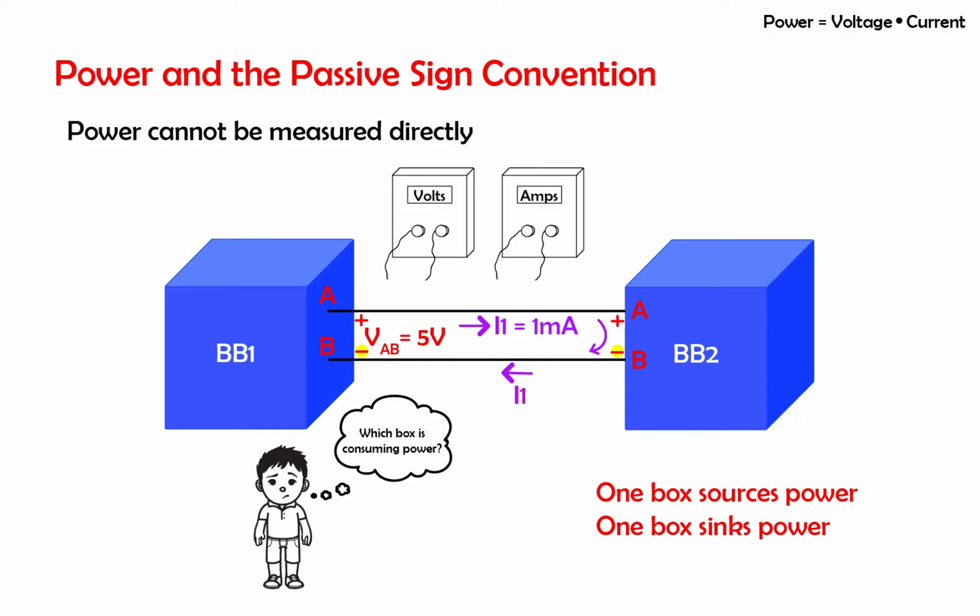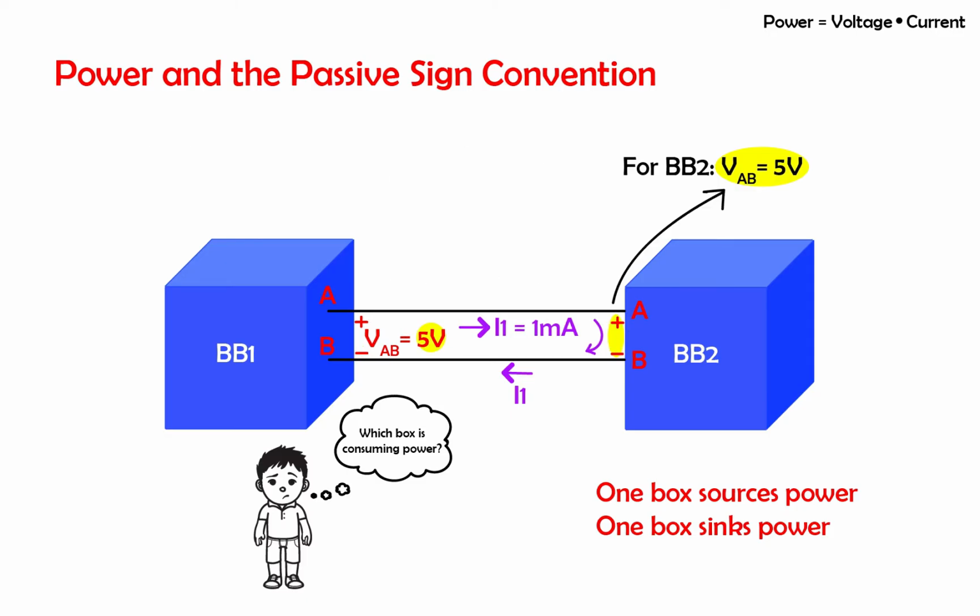Let's do some power calculations. We said that P equals V times I. For BB2, the voltage across its terminals is VAB equals 5 volts. The current I1 flows from the positive terminal of BB2 to the negative terminal of BB2. By the passive sign convention, the value of the current is positive. So I1 through BB2 is 1 milliamp, and the power is simply 5 volts times 1 milliamp equals 5 milliwatts.